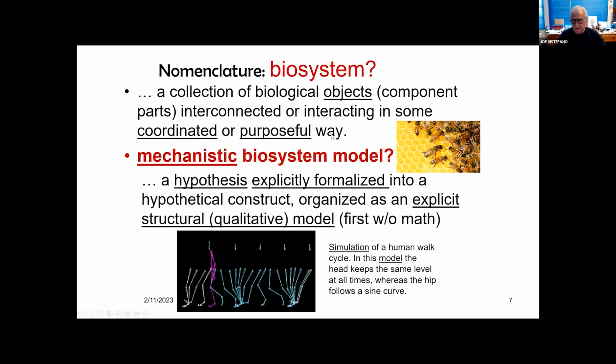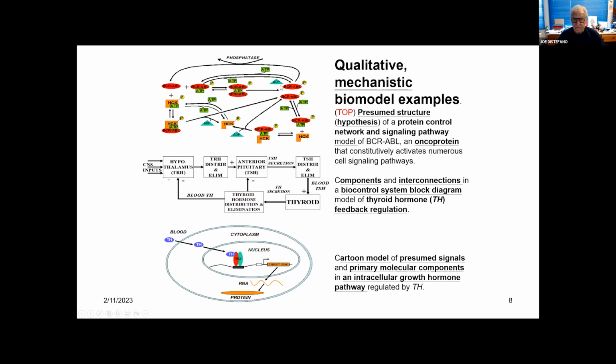Okay, so nomenclature. This is something that they have a lot of difficulty with. So I spend effort on defining what's a biosystem, what's a mechanistic biosystem model. We talk about this in class, and they have drills on this. Here, for example, are three different qualitative mechanistic biomodel examples from different areas: biochemistry, control systems biology, and cell biology.